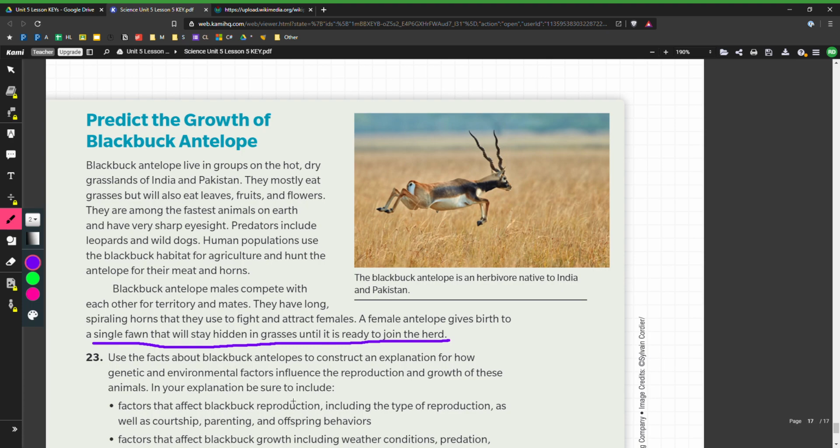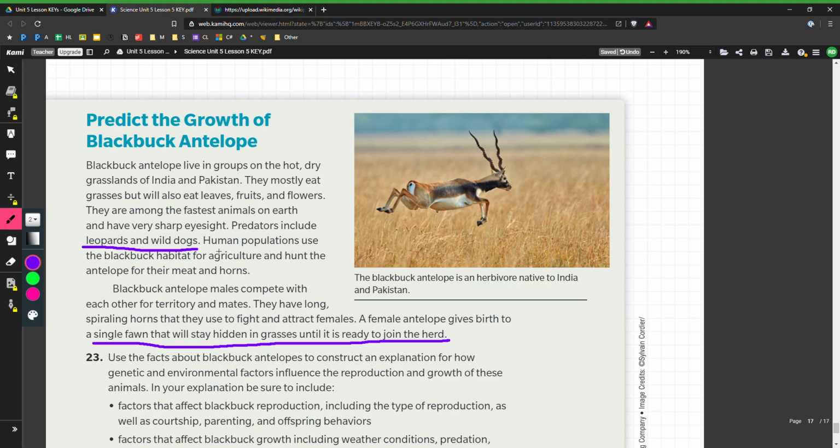Other things that affect it, like environmental things, are, let's say it didn't rain very much one year, and so the grass was all super short. Well, now the fawns can't stay hidden in the grass because the grass isn't growing very well. So they're going to get caught by their predators, which are leopards and wild dogs, a lot easier.